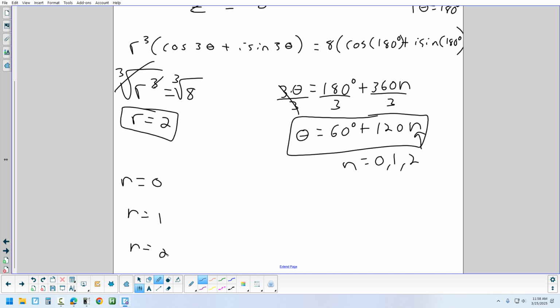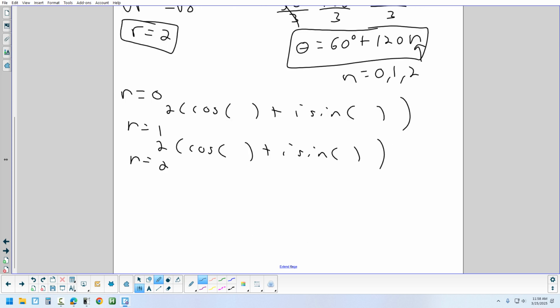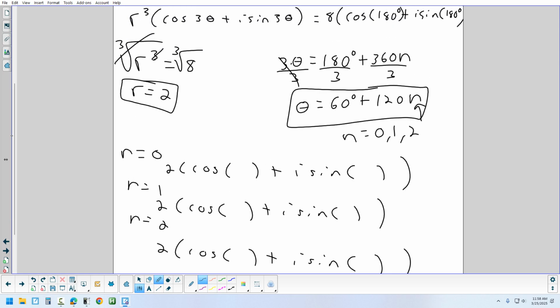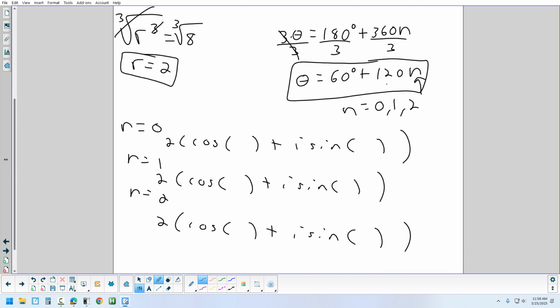What's my radius for each answer? 2. First one. Second one. And my third one. Now we just fill them in. All right, let's start with 0. What's 120 times 0? 0 plus 60. 60. There's your first answer.